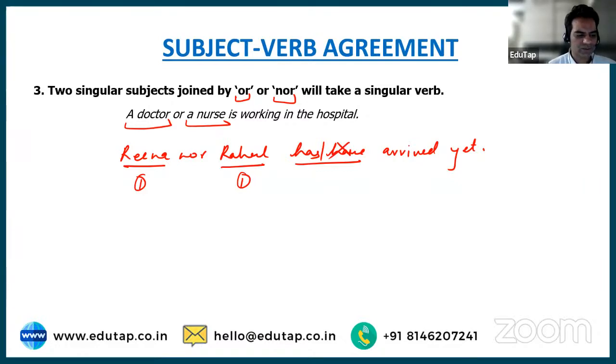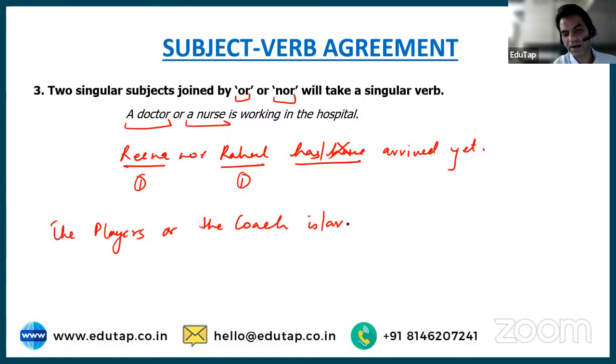So guys, this is what you need to understand: if two nouns, two subjects, are joined using or or nor, it will take a singular verb. So you have to remember that. For example, let me ask this question to you. The players or the coach is responsible or are responsible for the loss.